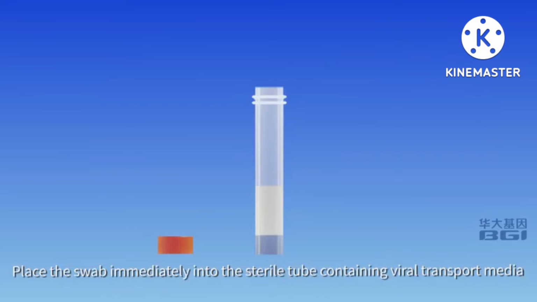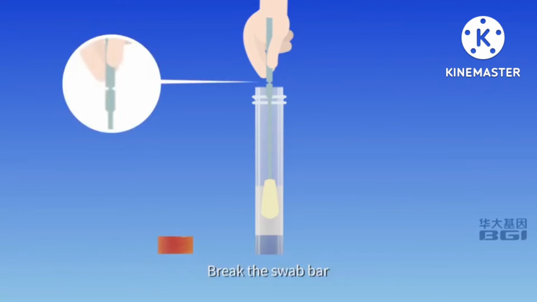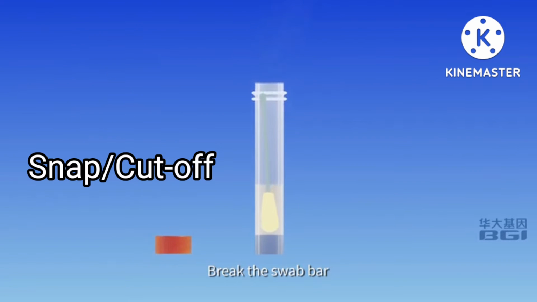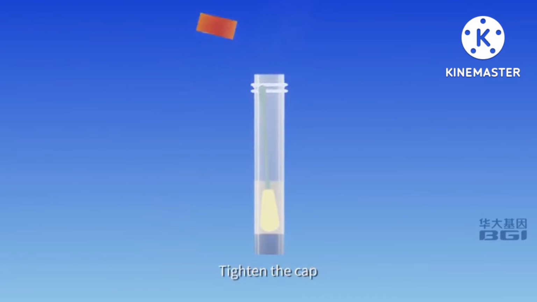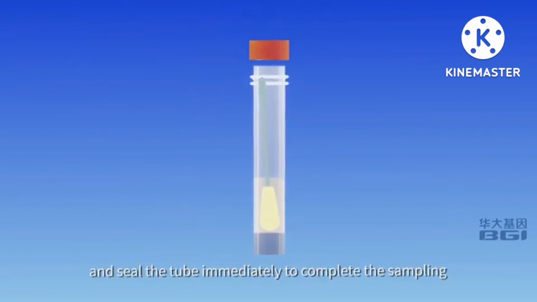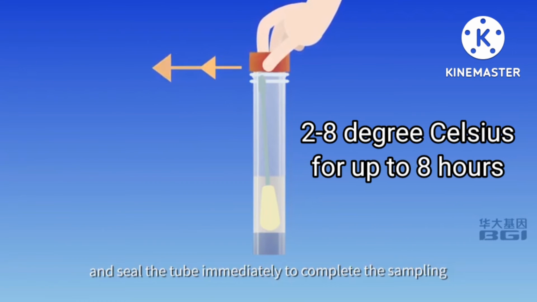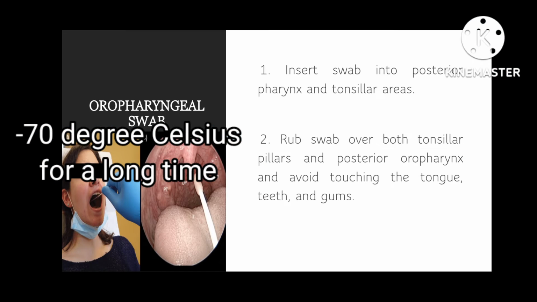It is recommended that the specimen is tested at the time of specimen collection. If the specimens are not tested immediately, they should be stored in a dry, disinfected tube and tightly sealed. So you place the tip of the swab into a tube and snap or cut off the applicator stick. They may be stored at 2 to 8 degrees Celsius for up to 8 hours, or they may be stored at negative 70 degrees Celsius for a long time.